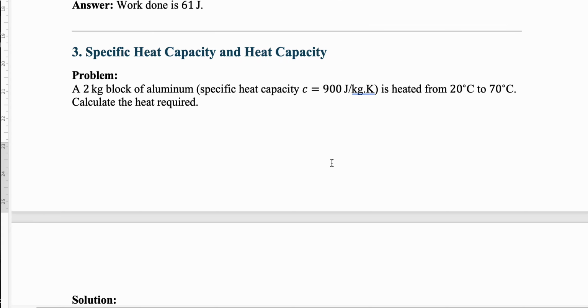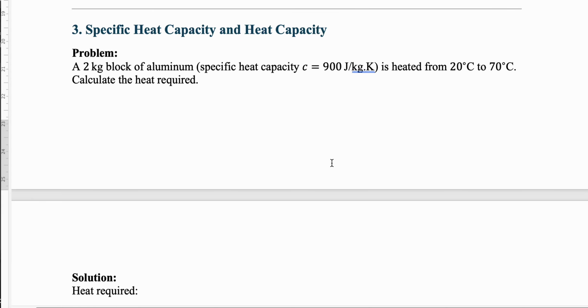The topic is specific heat and heat capacity. In these also there might be some numerical questions. Many a times some values would be given. For example, in this case, a 2 kg block of aluminum. Now you are dealing with a problem where you are supposed to find out the heat required. So the specific heat capacity would be given. For aluminum, the heat capacity is 900 joule per kg Kelvin. It is heated from 20 to 70 degrees centigrade, and you have to find out what is the heat that is required. Okay, so it's simple.